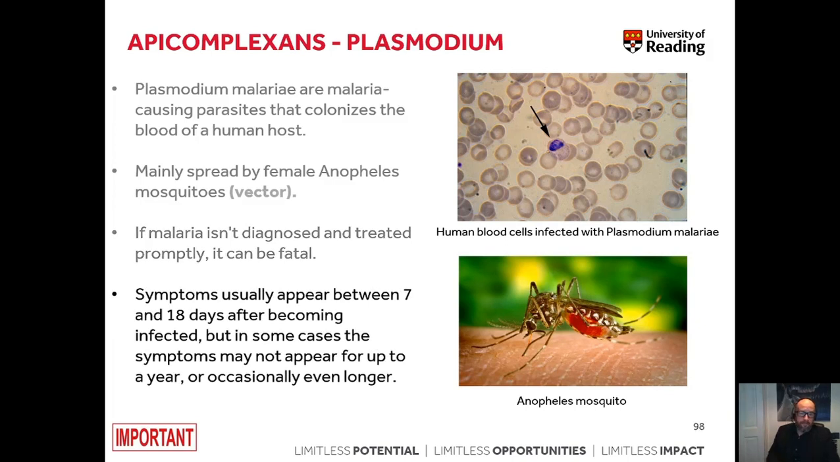The symptoms usually appear fairly quickly, between 7 and 18 days after becoming infected. However, in rare cases, the symptoms may not appear for up to a year and occasionally even longer. And this is actually fairly important for us in the UK, since people infected abroad can come back to the country and develop symptoms 1 year later. And this is something quite important when it comes to diagnosis.